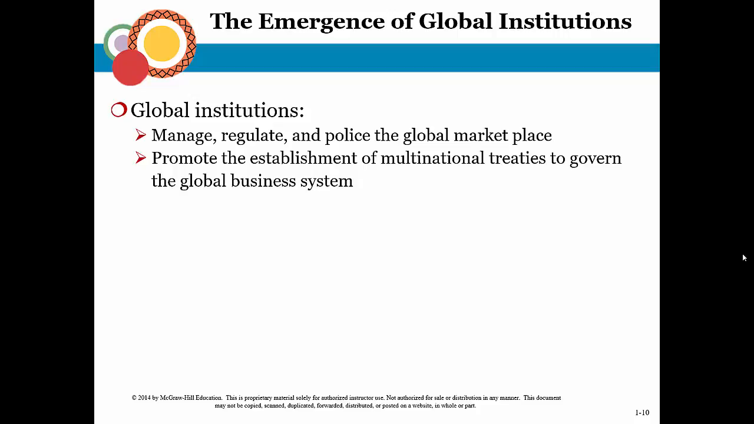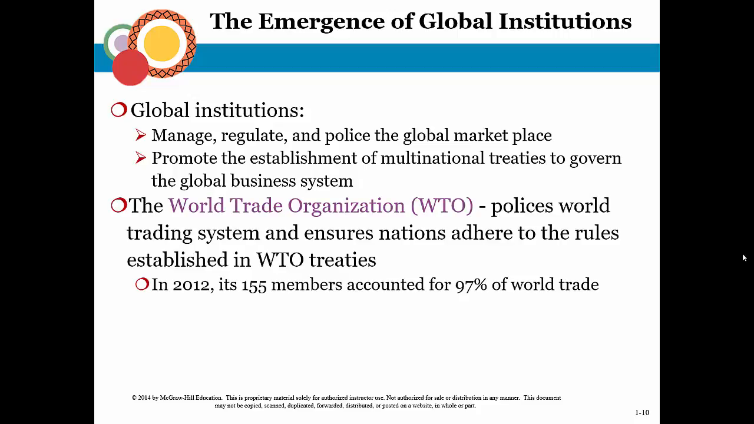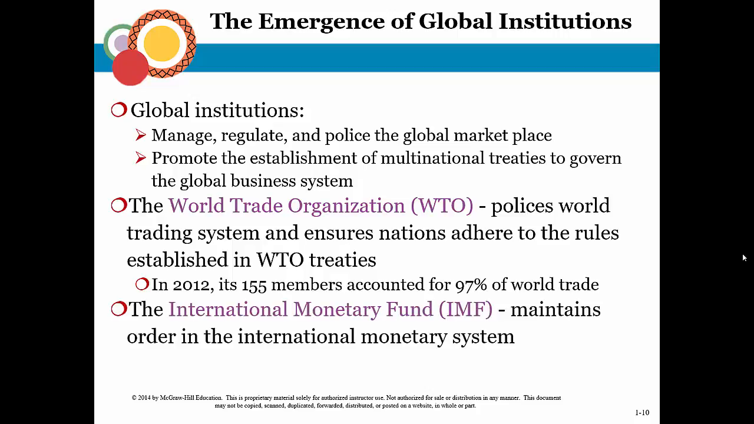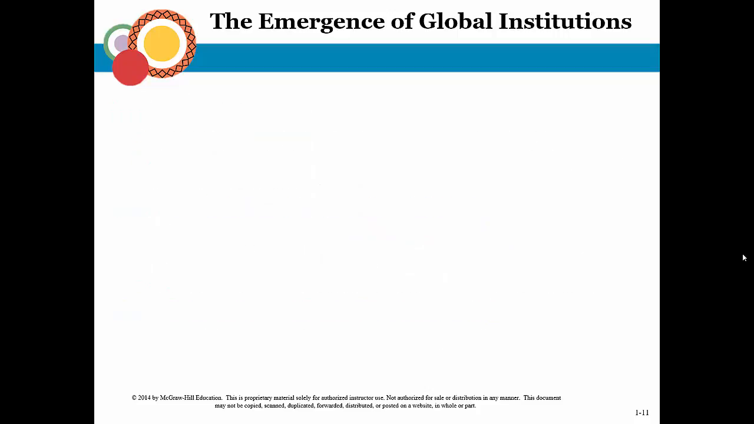The first organization is the WTO. It's the World Trade Organization. They provide policies when it comes to trading and really ensure that nations adhere to the rules that are established so that there is parity, so that there is full cooperation in terms of mutually benefiting end results for both parties, if you will. Another important organization that helps manage, regulate, and develop policies on a global scale is the International Monetary Fund, or the IMF. It really maintains order in terms of the international monetary system, and you need to be aware of these entities and their role in the global marketplace.